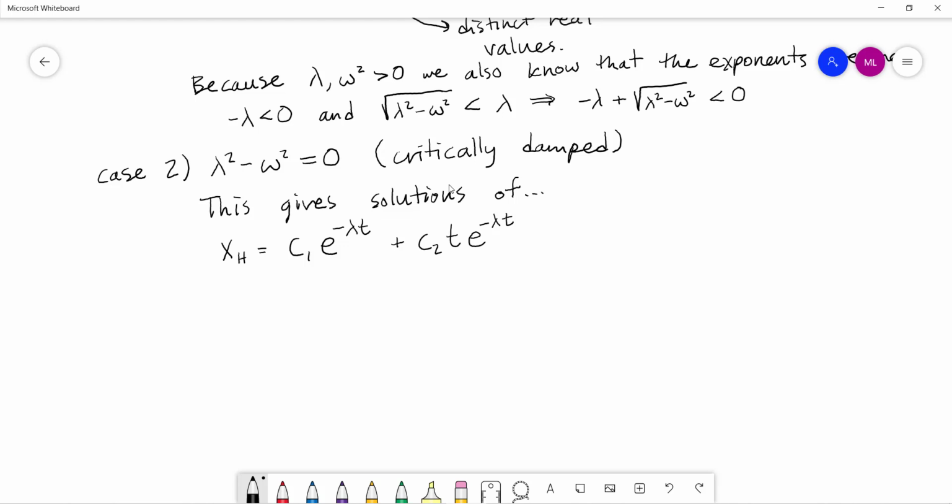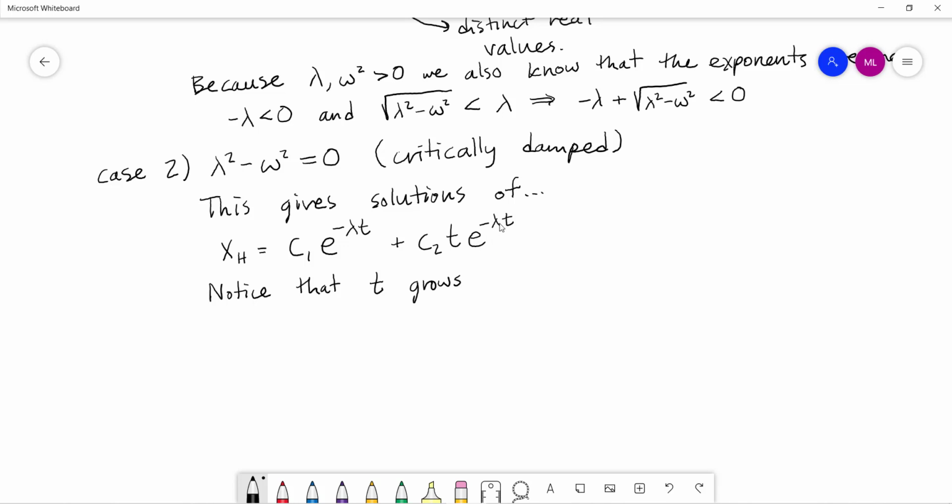And so notice that t is growing, but it grows at a linear rate, whereas this term is an exponential and it's decaying because the power is negative. So even though this term is trying to grow, as t goes to infinity, this term is going to go to infinity, this term is going to 0.